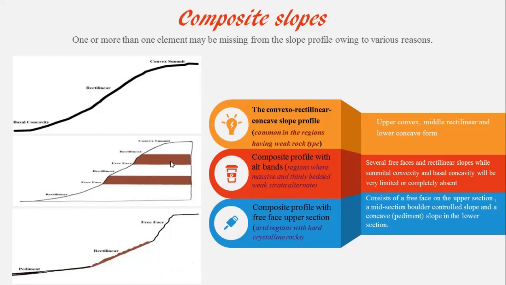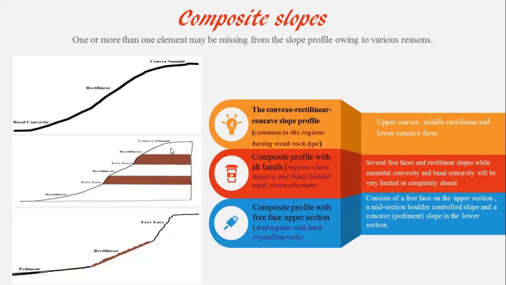Generally, these types of composite profiles are found where the relief is high and the valley floors, as you are seeing, are very deep. Weathering in this type of region is very active. So in that kind of region, where all these factors are fulfilled, we have a composite profile.